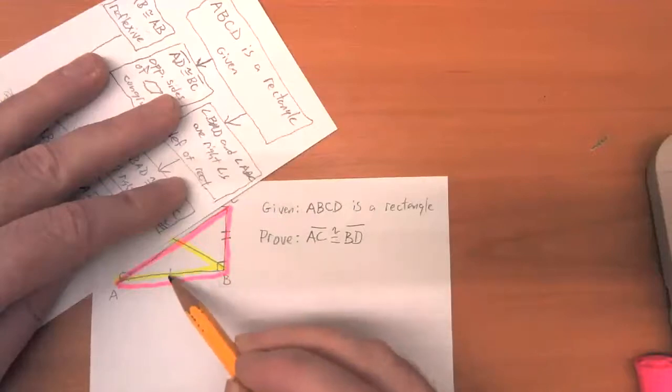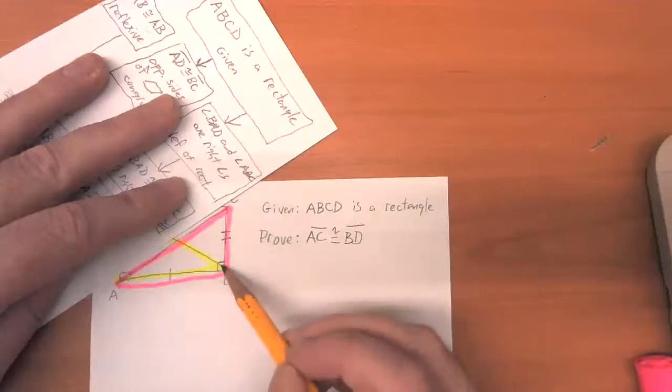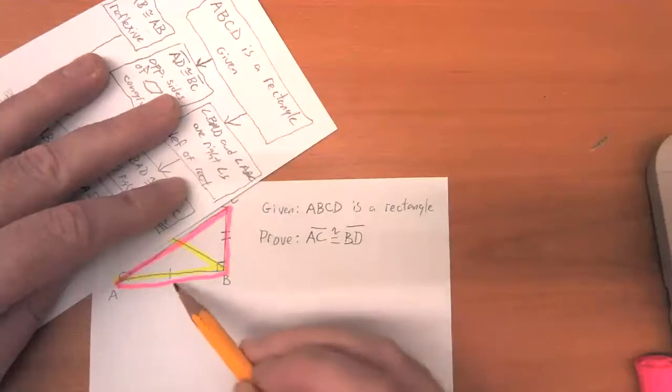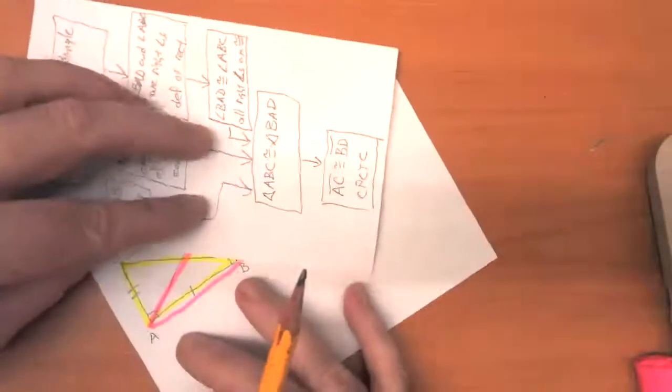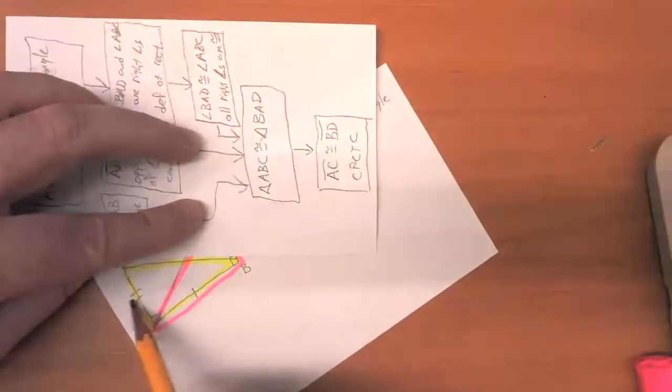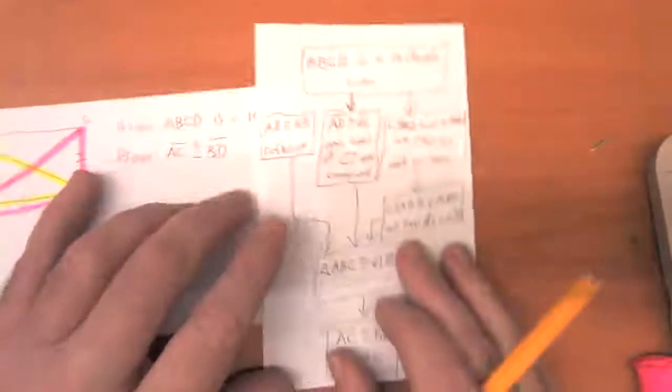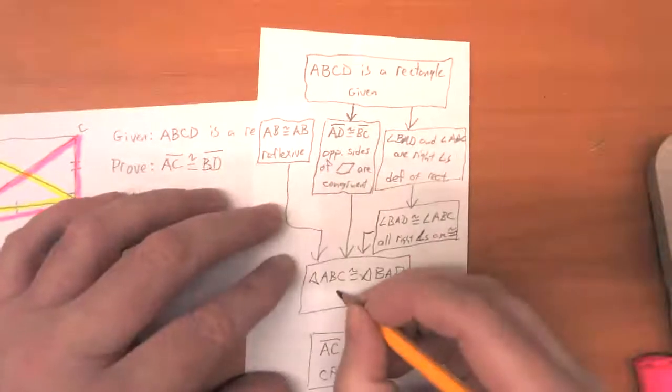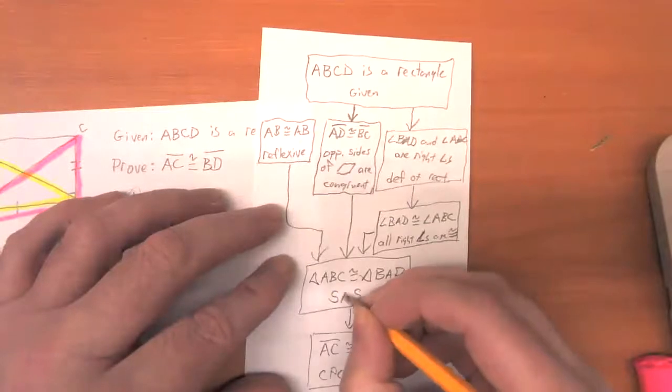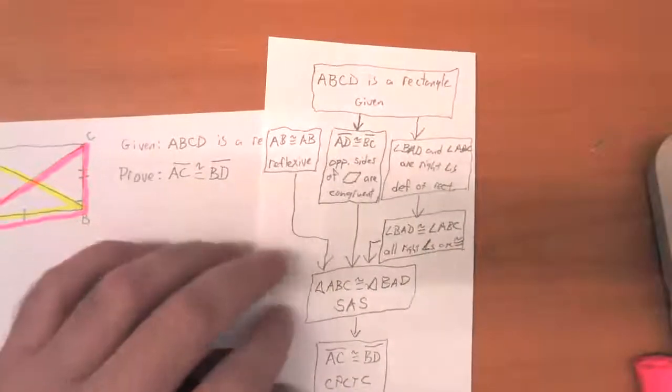So what we have are two sides and the angle that's between them. Two sides and the angle that's between them. And again, in the yellow triangle, just to be clear, we've got two sides and the angle between them. And so our reason is going to be two S's with an A between them, the SAS theorem.